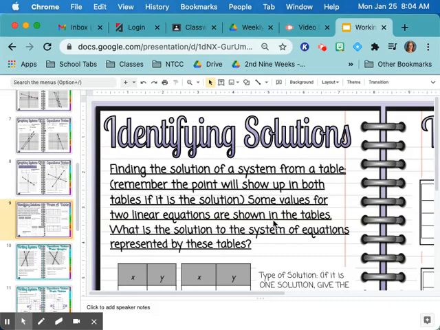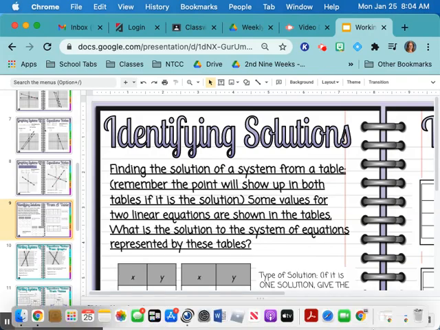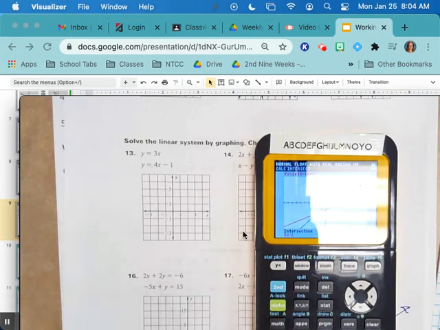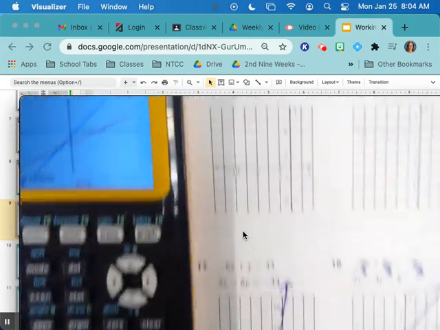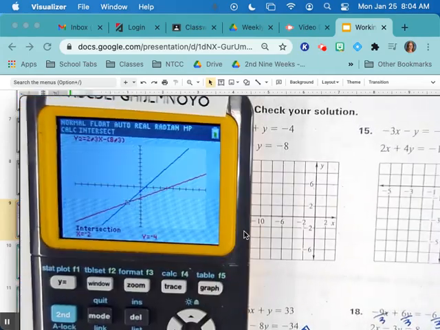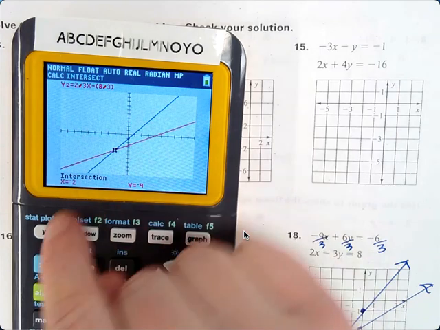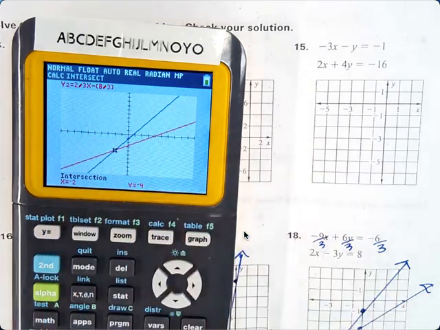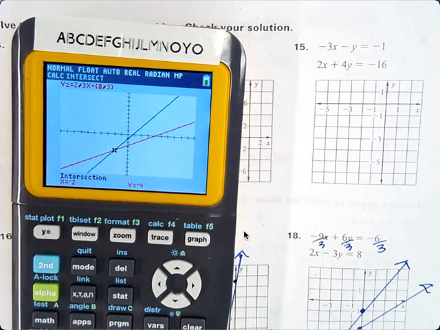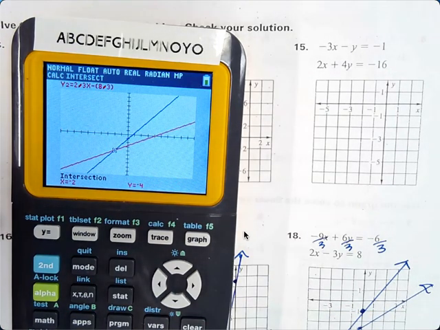Some values for the 2 linear equations are shown in the tables. Okay, so remember that last one? We did number 18 on our assignment. And I'm going to show you my calculator. So we found the intersection by doing calculate. So see how our intersection's at -2, -4? We found it on the graph. Well, we can also see it on the table. So look up at my screen.